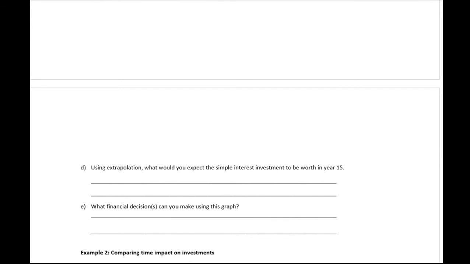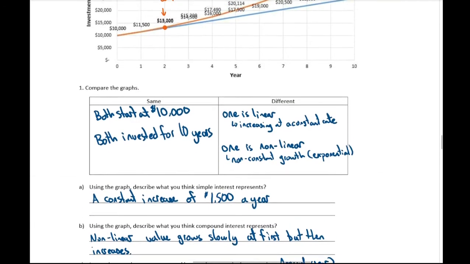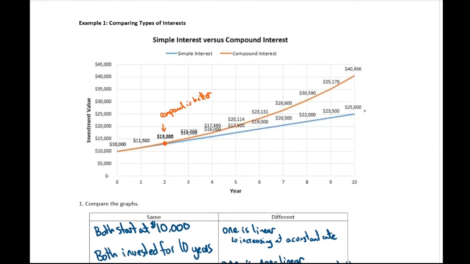For D, using extrapolation, what would you expect the simple interest investment to be worth in year 15? So extrapolation is the opposite of interpolation, and this is the outside of our data. So this is beyond the graph that we have, beyond what our line is showing us. So if we want to use extrapolation, again, we can continue to graph our line because we know what it's going to increase by every time. Simple interest, again, is increasing by a constant amount.